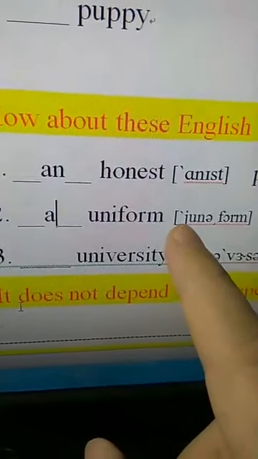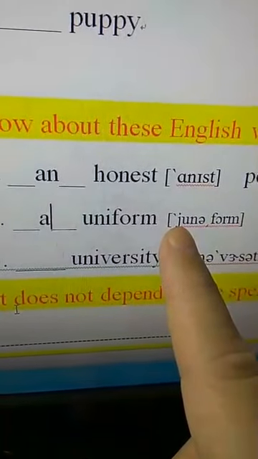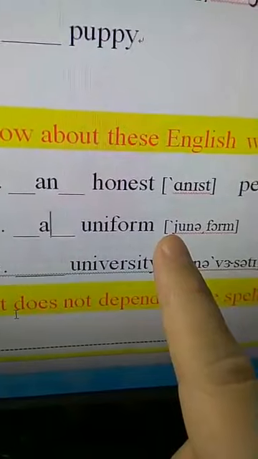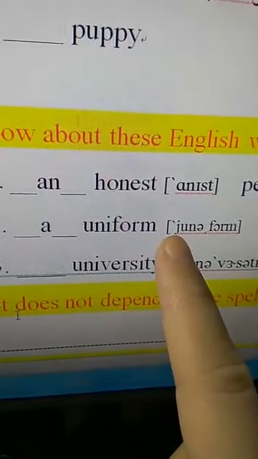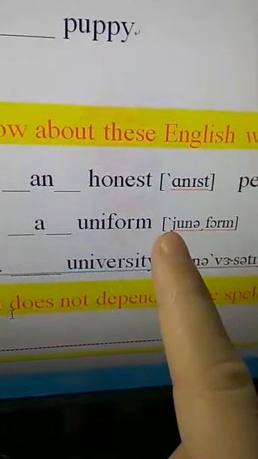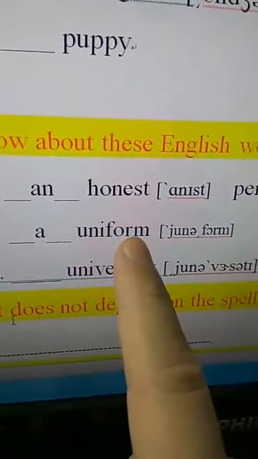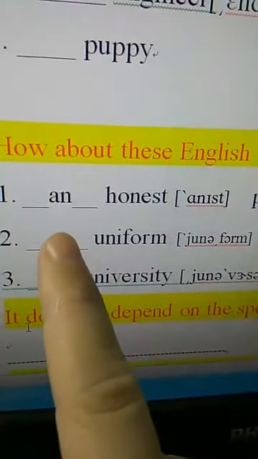That's the sound "you". You see the U here? Actually, that's a consonant sound. It is not a vowel sound. It's not a vowel. Seriously, it's not a vowel. It is a consonant sound here. So that's the reason why I tell you all the time, we check the pronunciation, not the spelling. So remember that. A uniform, not an. Remember that.